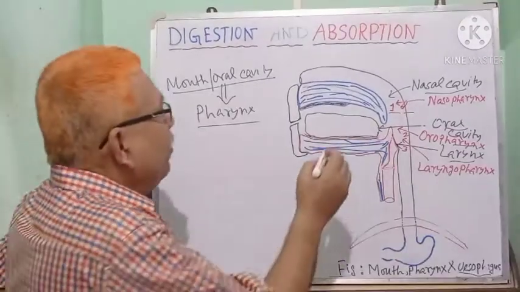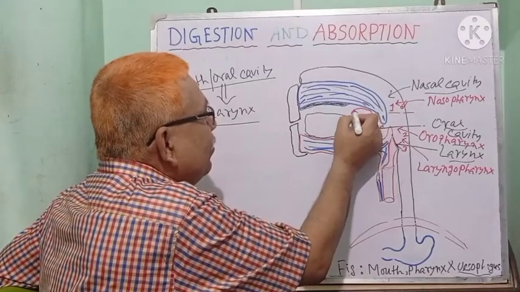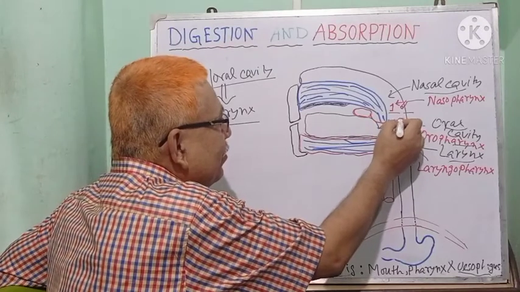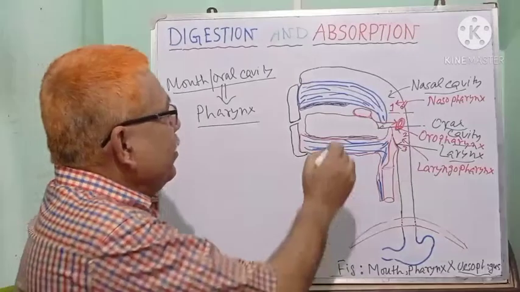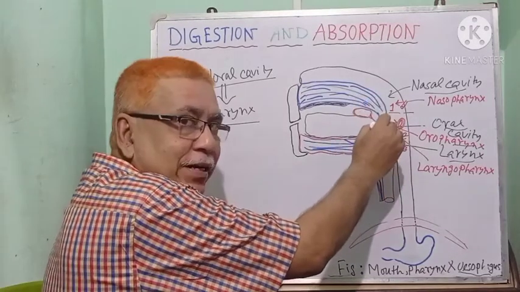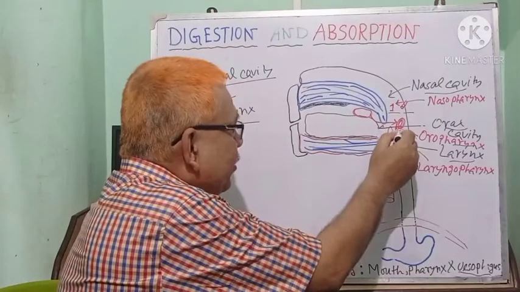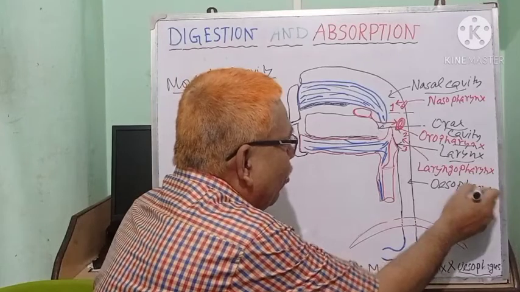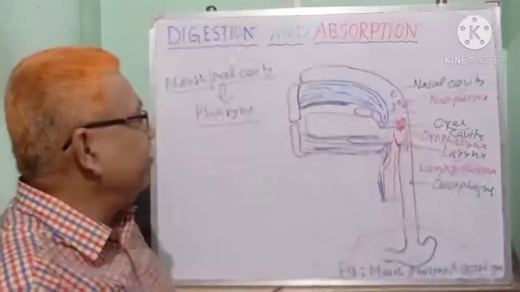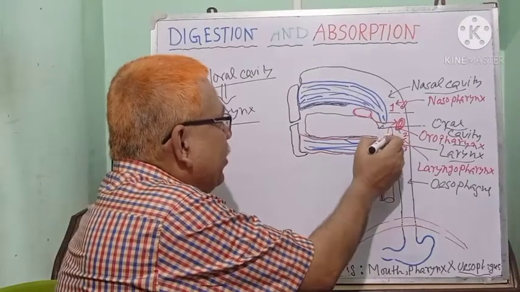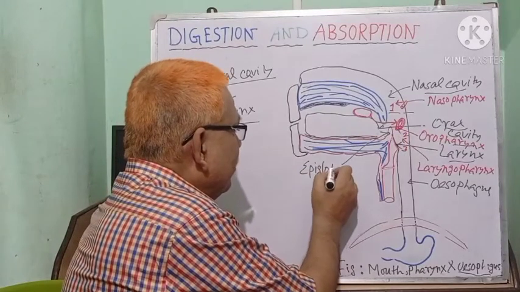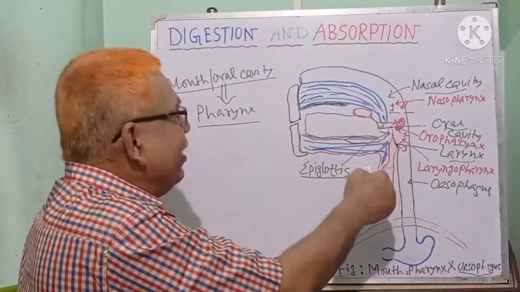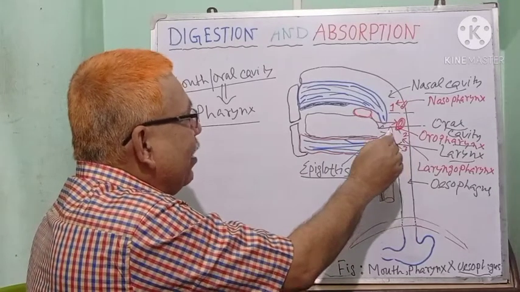What is the function of the pharynx? It receives bolus from the oral cavity and pushes it towards the esophagus. This is the esophagus. And this is the epiglottis. It remains closed at the time of swallowing and prevents entry of food particles into the larynx.